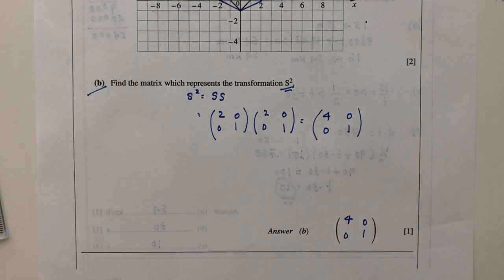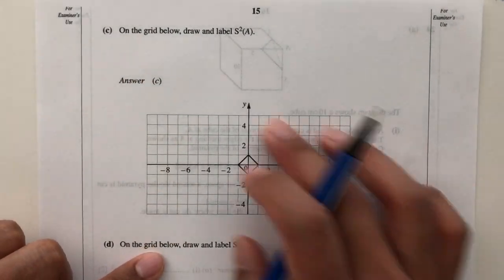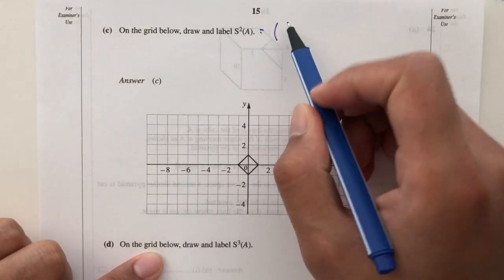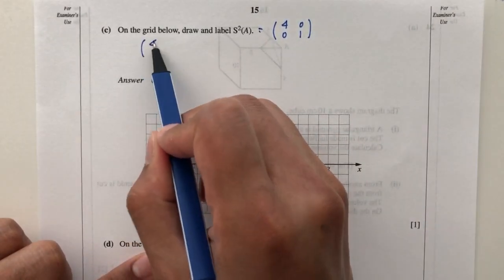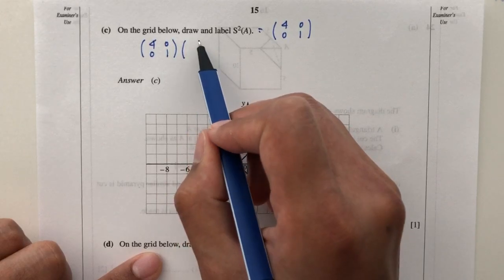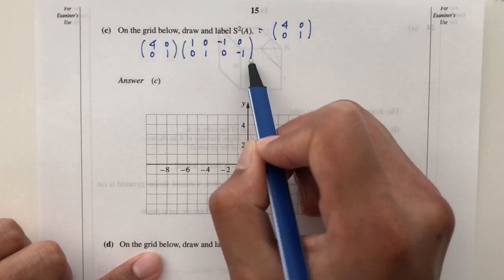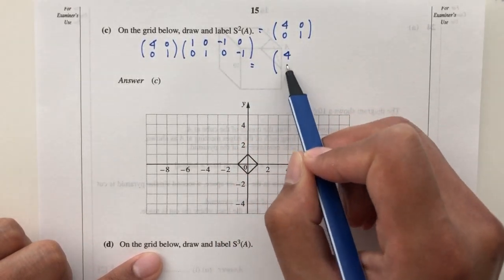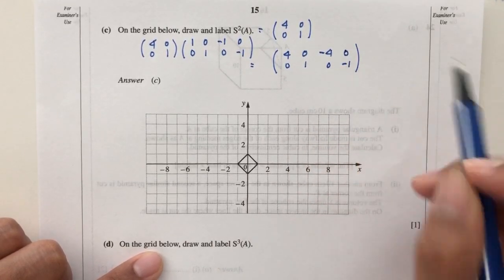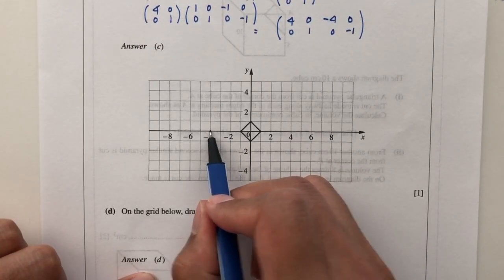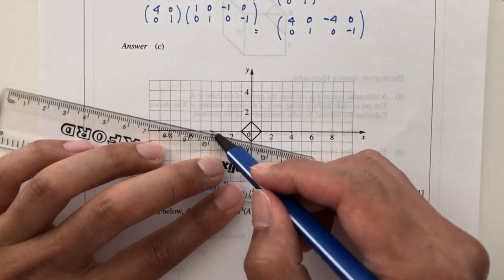Right. Now moving on to part C. It says draw this one on this one. So you know this one is equal to 4, 0, 0, 1. You can calculate that if you want to. Let's do it. So 4, 0, 0, 1 times A, which is given to us by 1, 0, 0, 1 minus 1, 0, 0, minus 1. This will become 4, 0, 0, 1 minus 4, 0, 0, minus 1. So it moves only to this side, and these two remain the same. So the shape becomes like this.